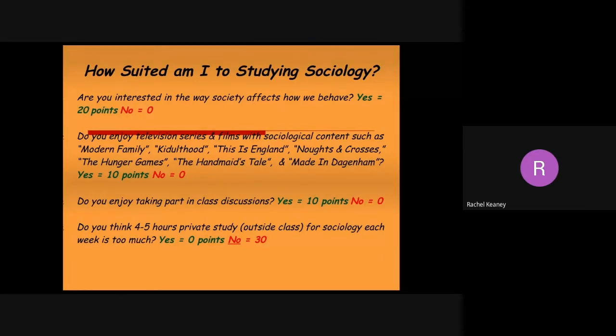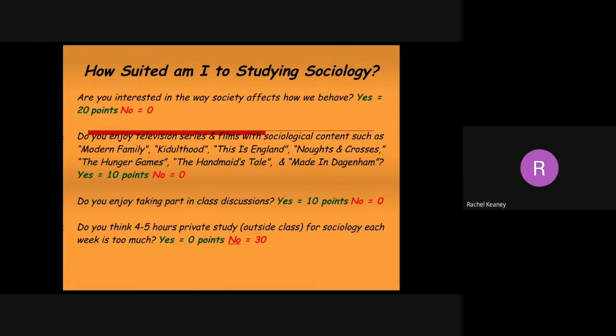Okay, so the first one: are you interested in the way society affects how we behave? If you score yes, that will be 20 points. If it's a no, it's 0. So just make a note. Are you interested in the way society affects how we behave? Yes would score you 20, so write down 20 if you've got that, or no would be 0.